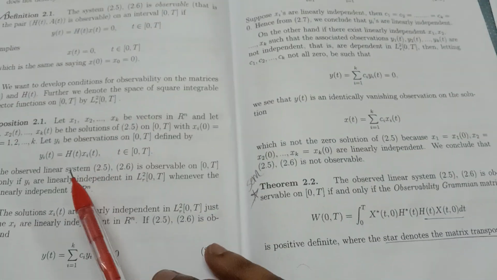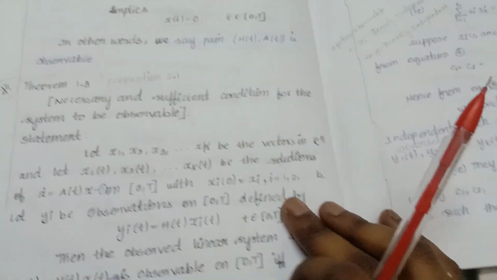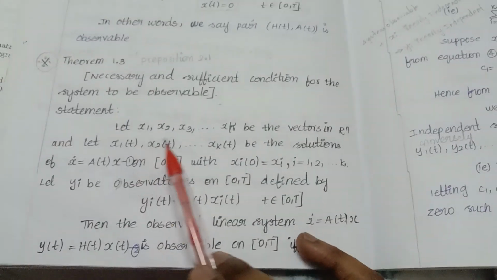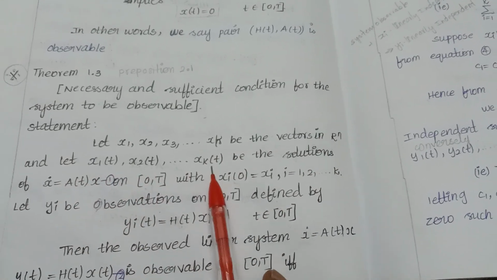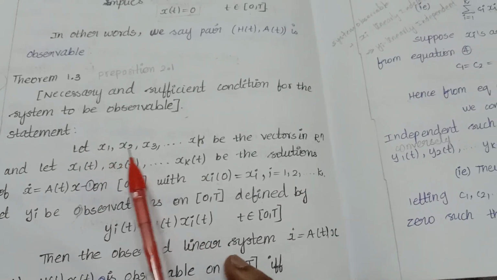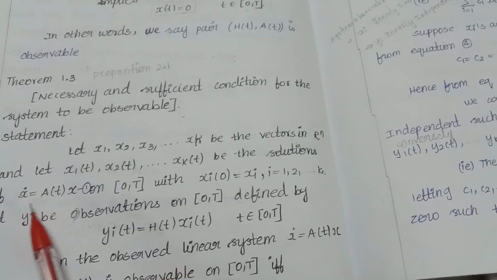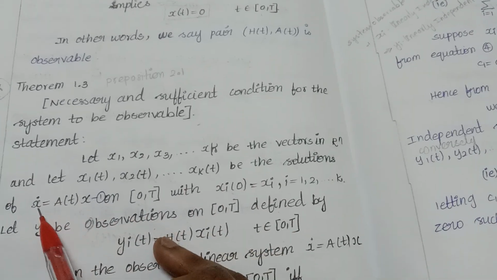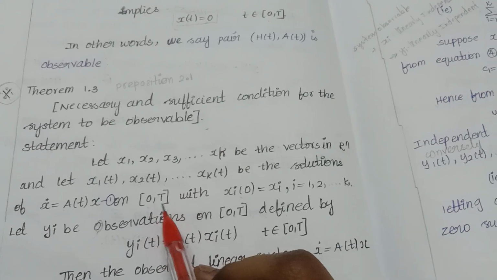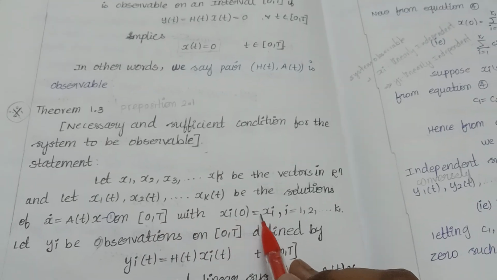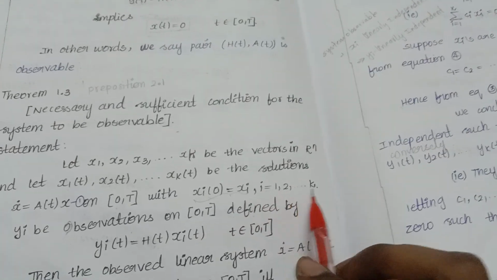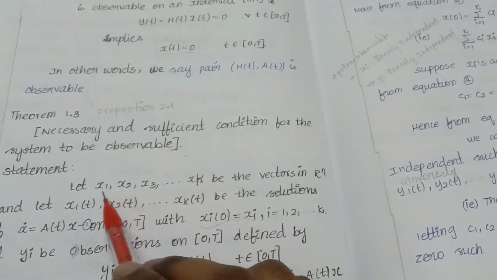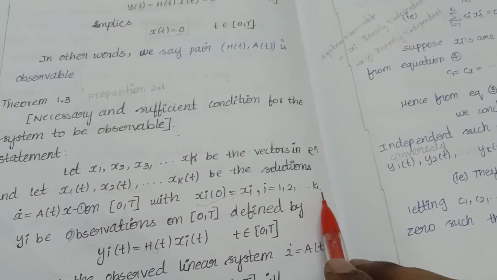Okay, then we are going to proposition one, which is otherwise known as the necessary and sufficient conditions for observability. The given statement is: let x1 to xk be vectors in R^n, and let x1(t), x2(t), ..., xk(t) be the solutions of the system x dot equal to A(t) x on the interval 0 to T, with each xi(0) equal to xi, for i equal to 1 to k.